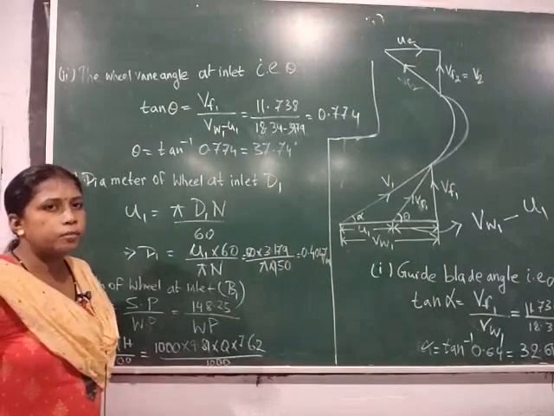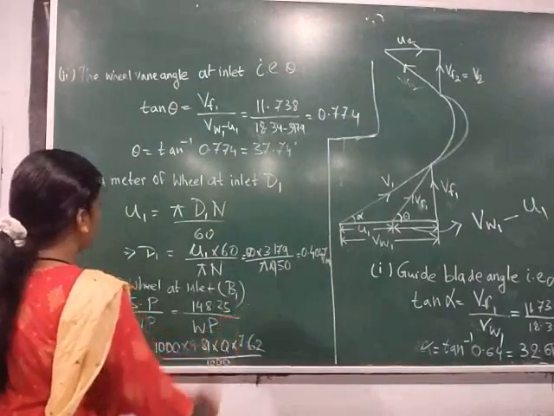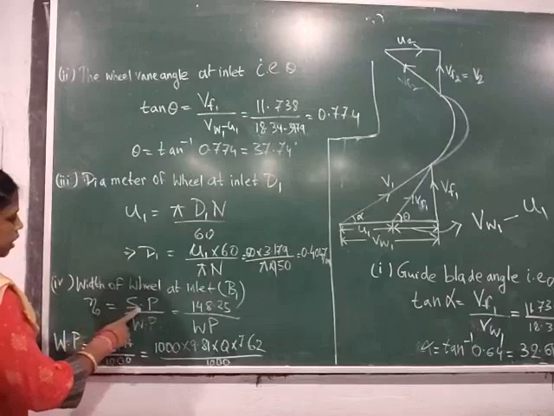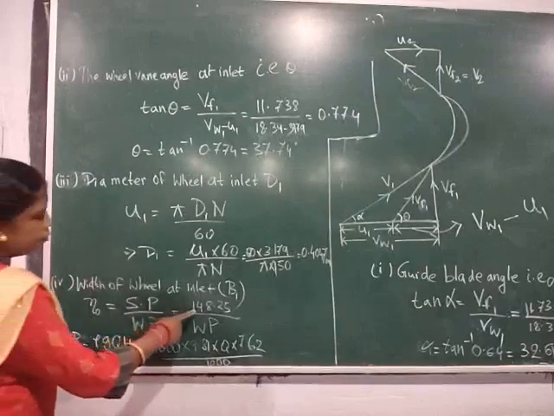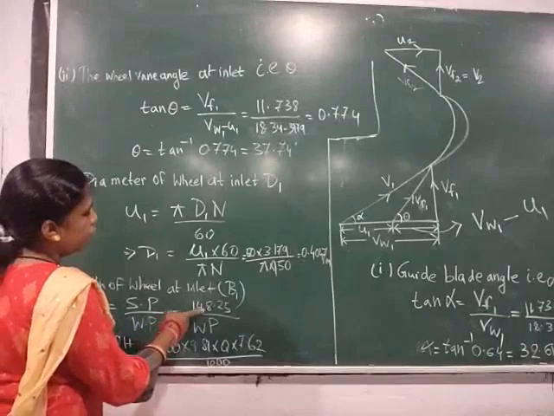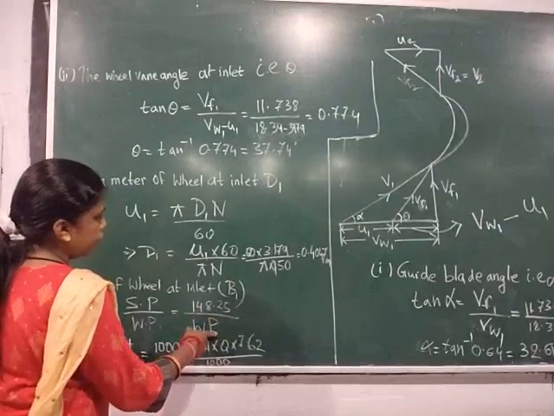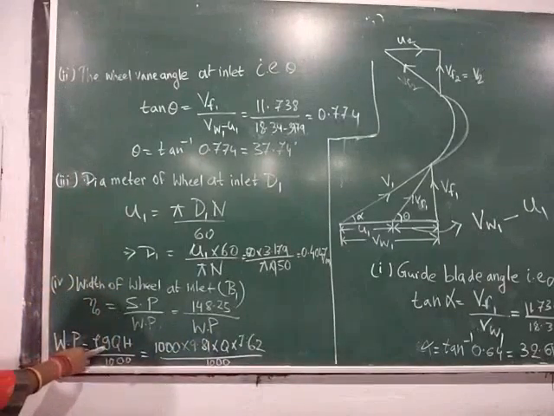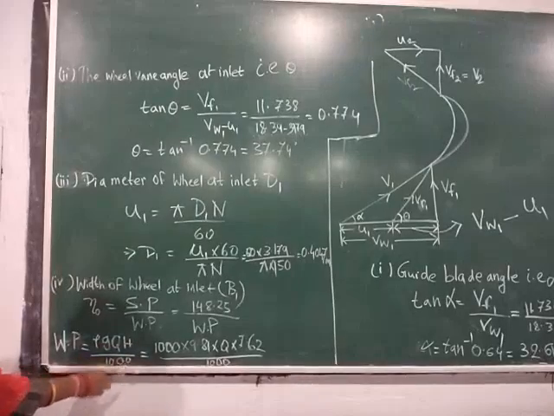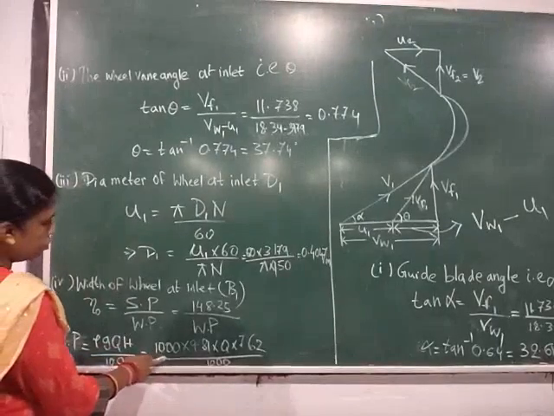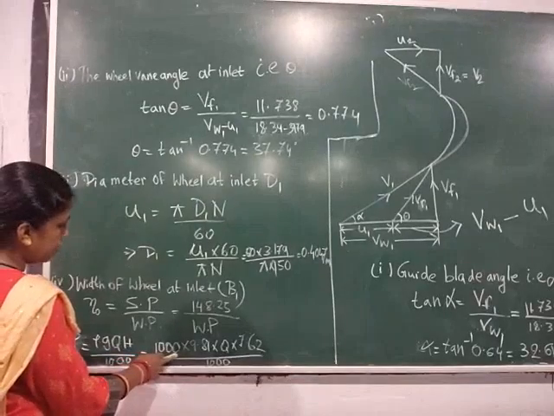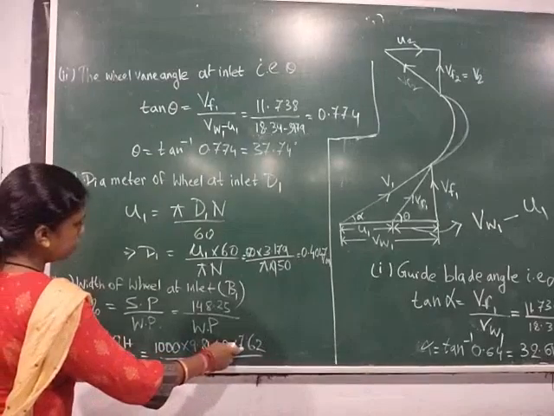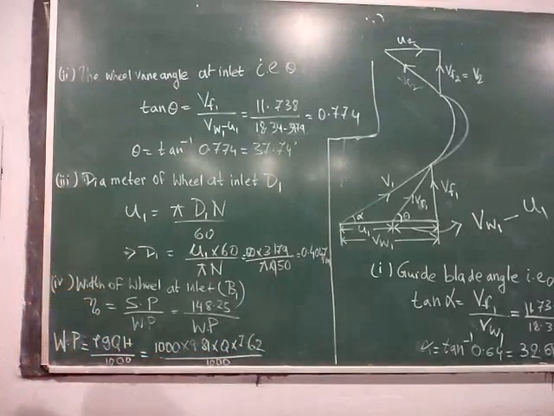Next is your width of the wheel. Width of the wheel means B1. To find out B1, we have to see that your overall efficiency is shaft power divided by water power. Shaft power, as given in the question, is 148.25, divided by water power. Again, what is water power? As I have told you, water power is rho g Q H divided by 1000 kilowatt. In place of rho, for water it is 1000, 9.81 is your g, into Q your discharge, into H, which is given as 7.62, divided by 1000.